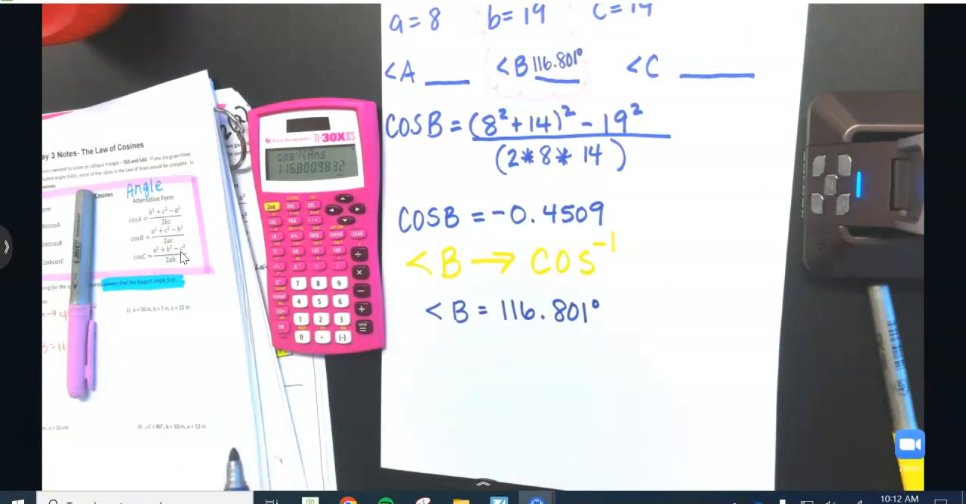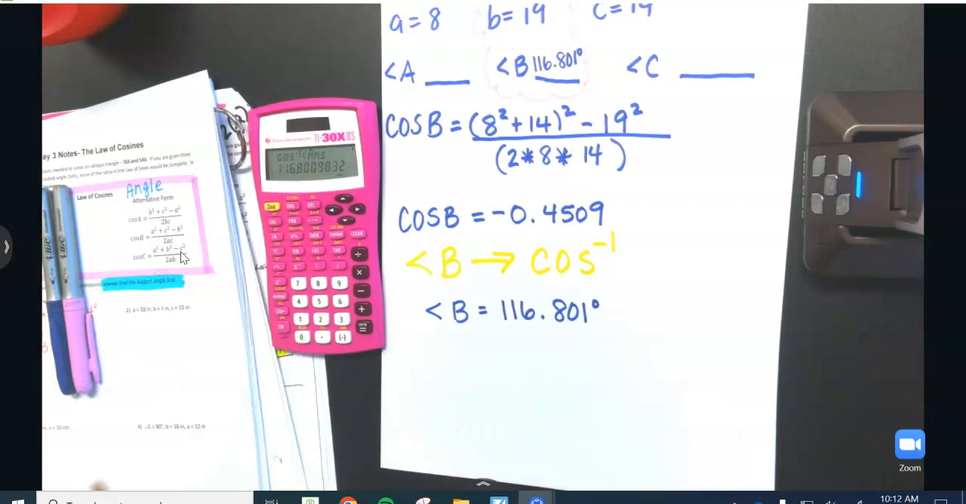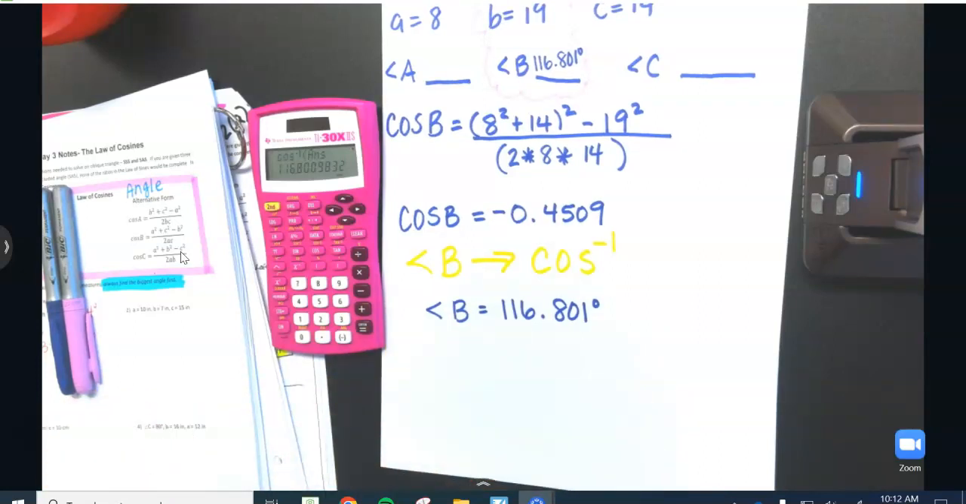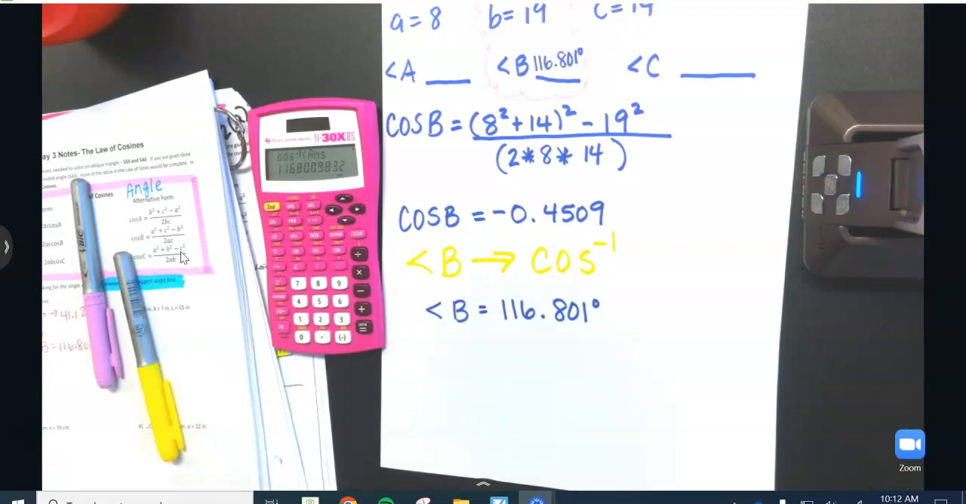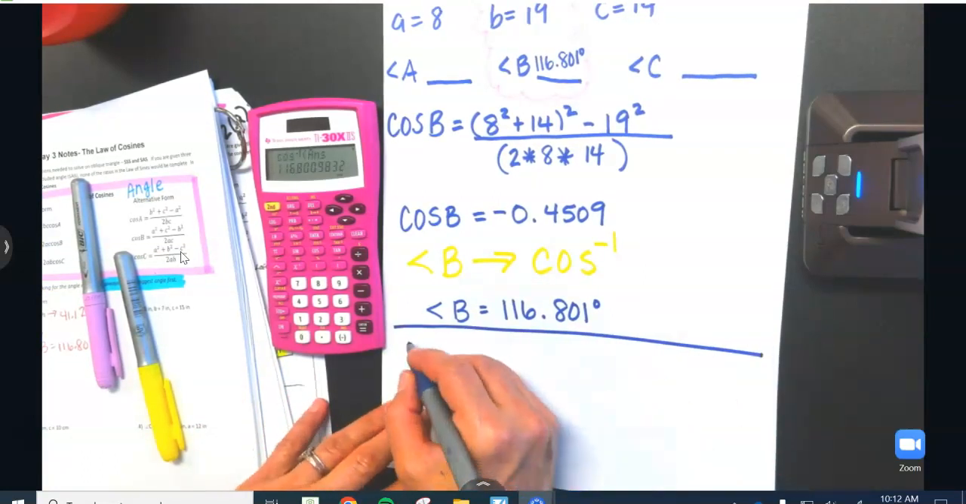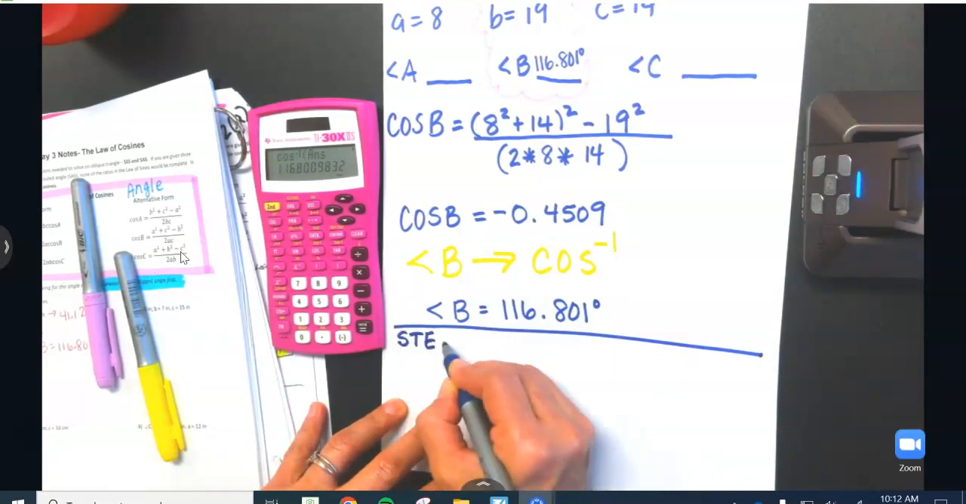Did you have a question? How do you know that angle B is the largest angle? Very good question. I know that because it's the longest leg. The longest leg always matches the largest angle, every time. Even if it's connected to like the smallest.